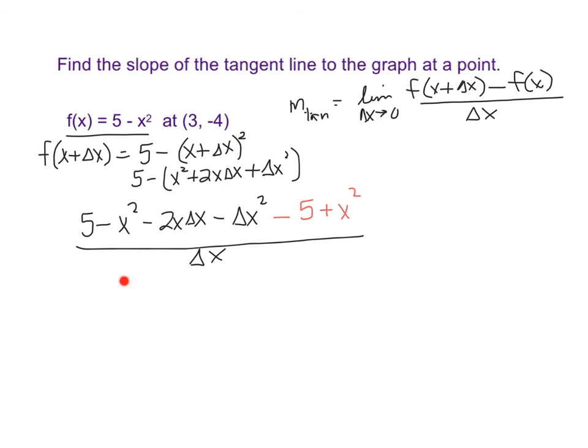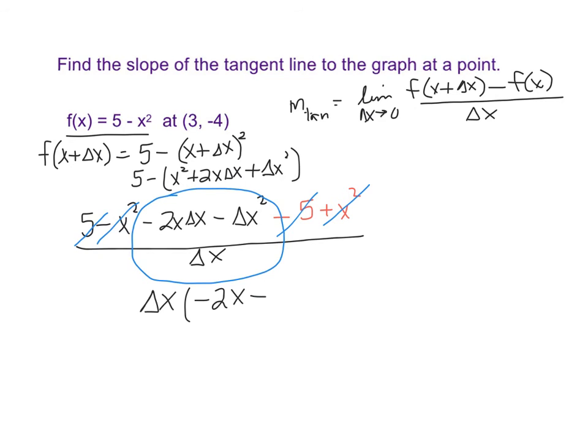This difference quotient has some properties that happen every time. For instance, anything that doesn't have a delta x in it will cancel, so that the only terms that you have left here are going to have delta x in them. So I want to factor out a delta x from the numerator, and that's going to leave negative 2x minus delta x over delta x. Well, this is a form of 1.